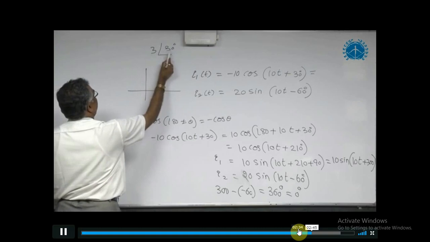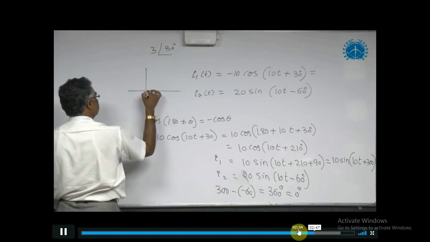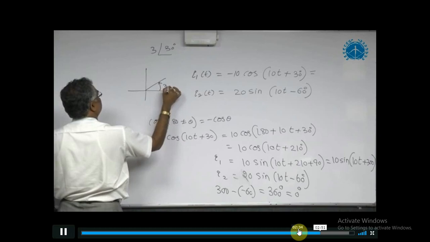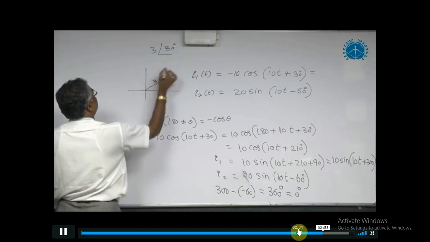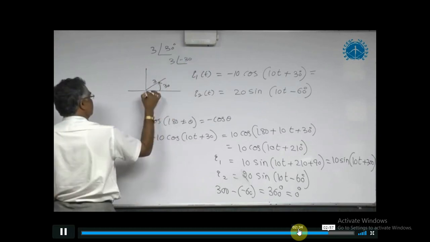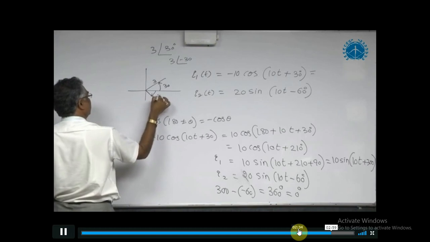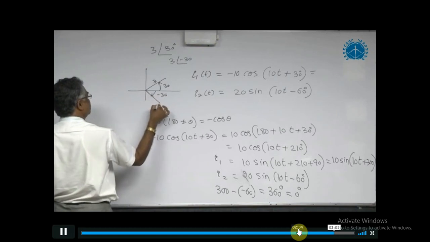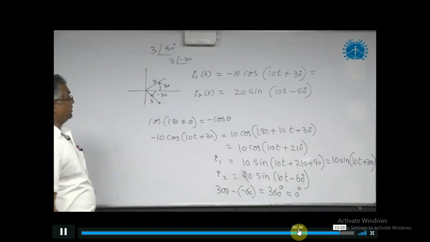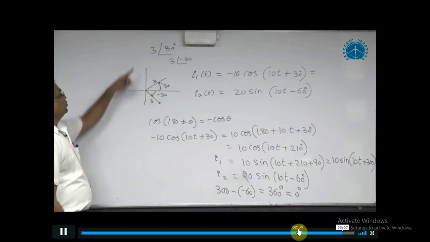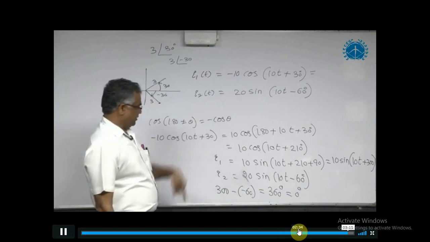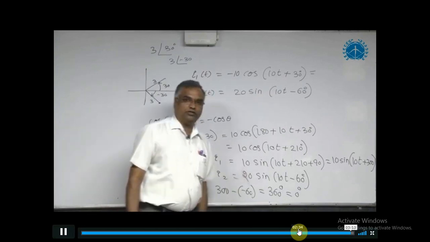Length 3, angle plus 30. Plus 30 means counterclockwise direction. This angle 30, this length 3. If it is 3 of minus 30, then this angle will be minus 30, this length is 3. So these things you know from the trigonometry part of intermediate. Using this concept also, you plot these graphs, then take the difference, you will get the same. That is also another approach.